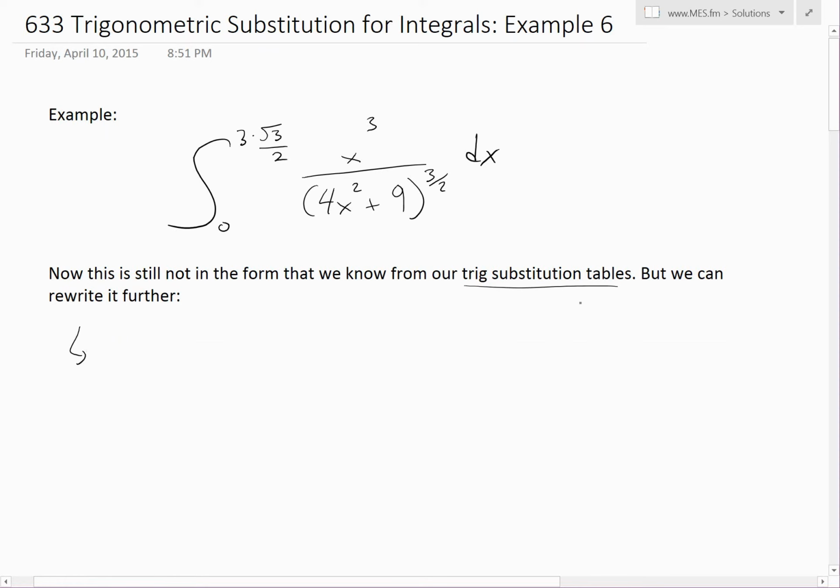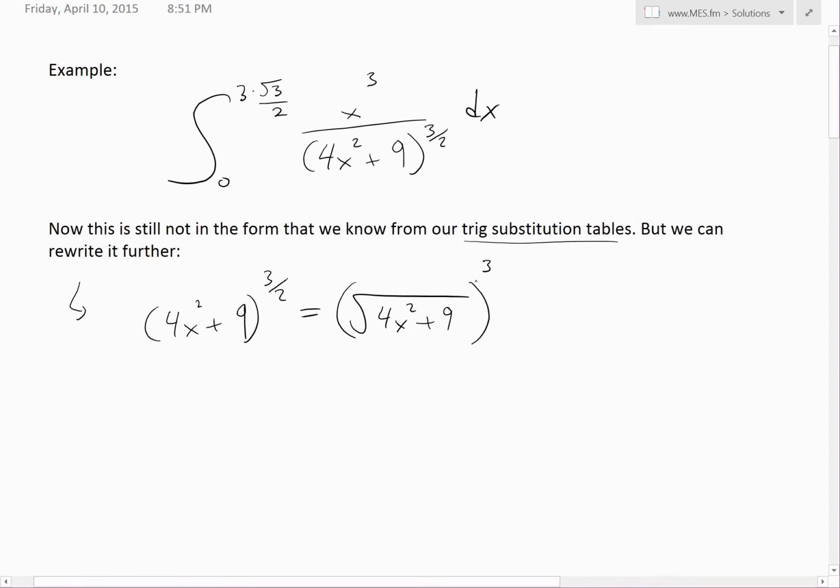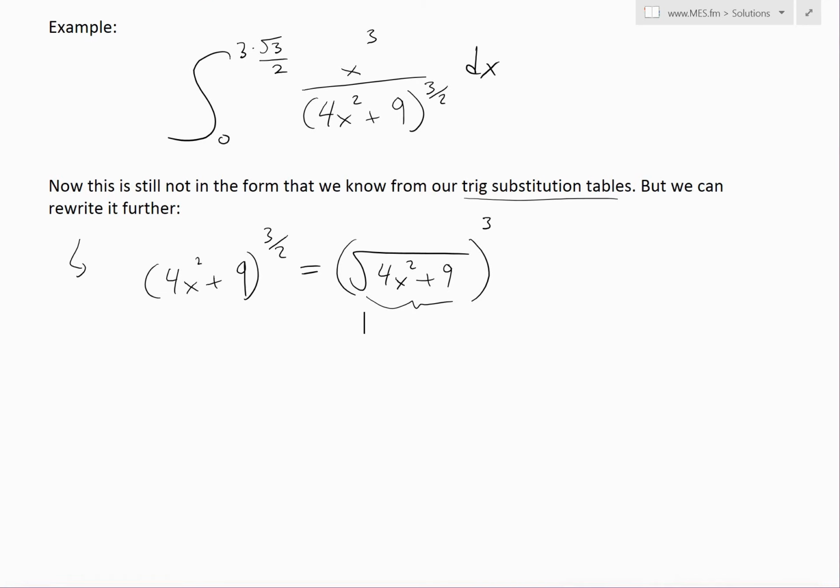Basically, if we rewrite this right here, 4x squared plus 9, to the power of 3 over 2, we could rewrite this simply as the square root of 4x squared plus 9, all to the power of 3. Because remember, square root is the same thing as the power of 1/2, and this is just using power properties, so we could write it like this. So now that we have this part right here, but it's still not in the form that we're used to.